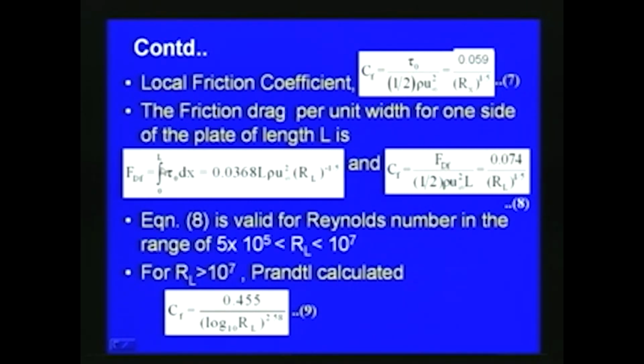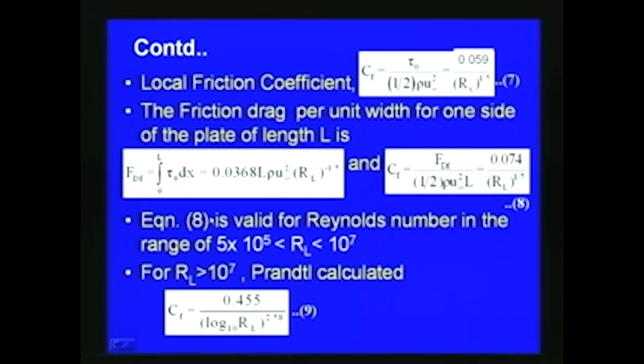And the friction drag per unit width for one side of the plate, we can integrate: Fd is equal to the integral from 0 to L of τ0 dx. So, this is equal to 0.0368 L ρ u∞² RL to the power minus 1/5, and hence Cf is equal to Fd divided by half ρ u∞² L. So, we can show that Cf is equal to 0.074 divided by RL to the power 1/5, as given in equation number 8.